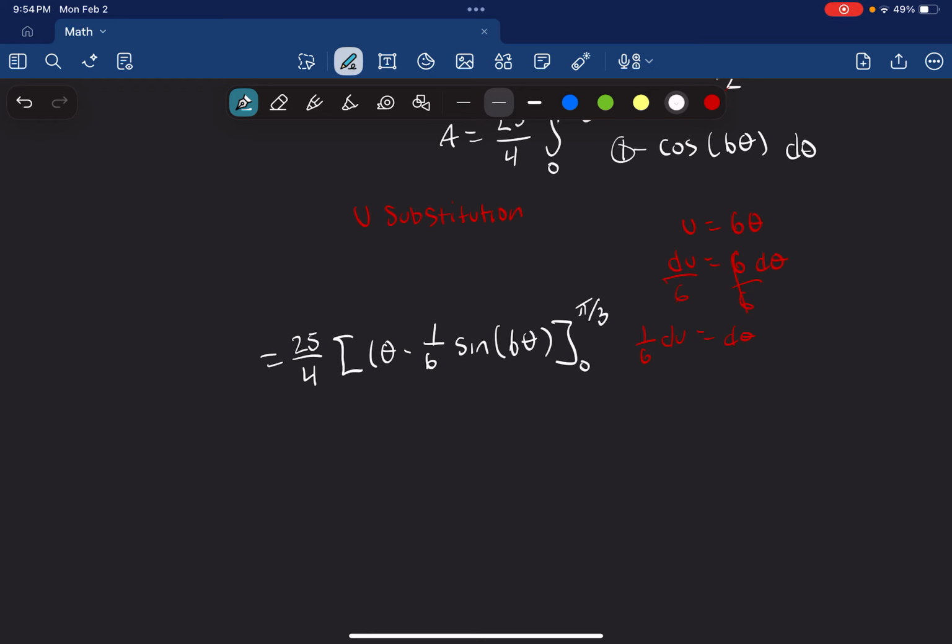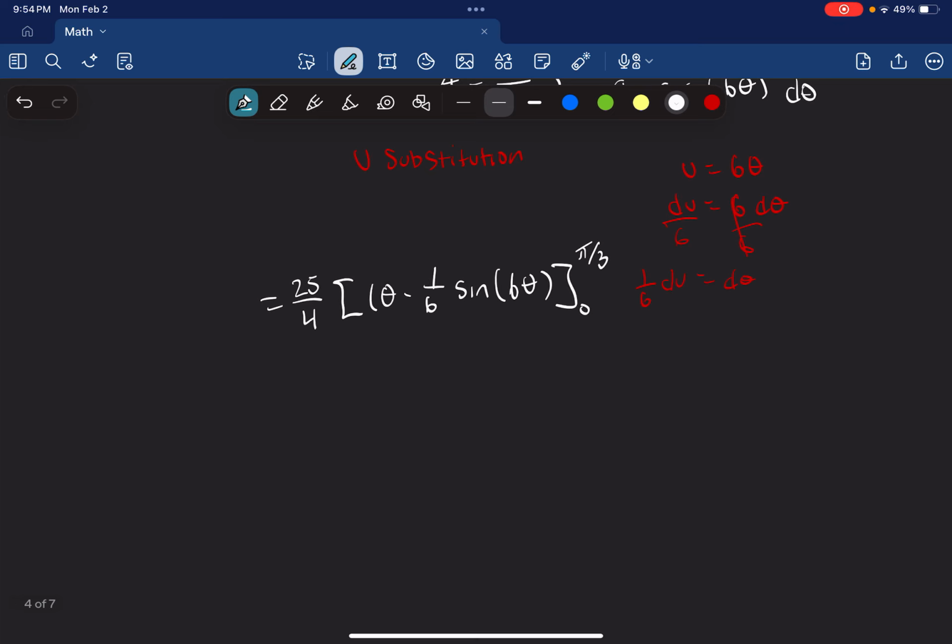What we would do after would be simply plug in pi over 3 for theta. And then after that, we would plug in the same thing, but instead of pi over 3, we would plug in 0. So that would be 25 over 4 times pi over 3 minus 1 over 6 sine, and then this would just be 2 pi. And now we would plug in 0, sine of 0, and this would just be 0.